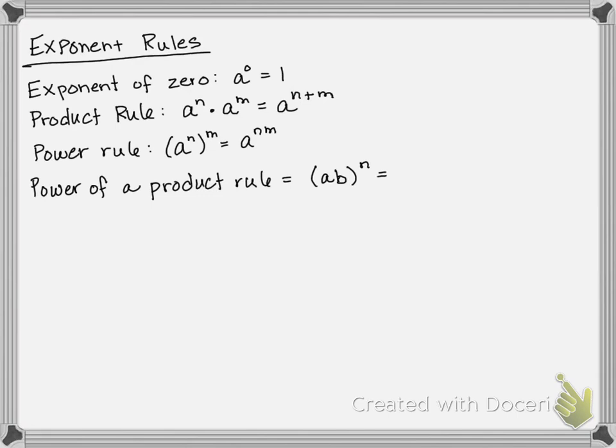So, I don't want an equal sign right there. A to the n, b to the n. So if I have multiple factors raised to a single exponent, I can apply that exponent to all of the factors. We have to be really careful about when we can use this and when we can't.